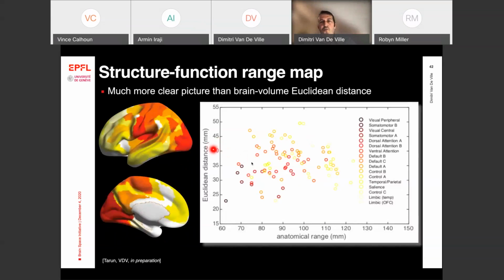And just as a note here, if you would do this with simple Euclidean distance in the volumetric way, you would get a much more messy view on structure function interactions, which is here reflected by the scatter plot between the anatomical range that we get from our method and simple Euclidean distances that would be computed in the volume between the gray matter areas of a connectivity map.